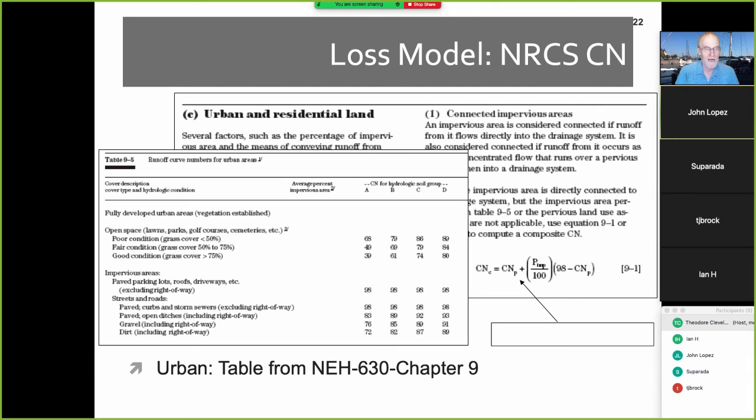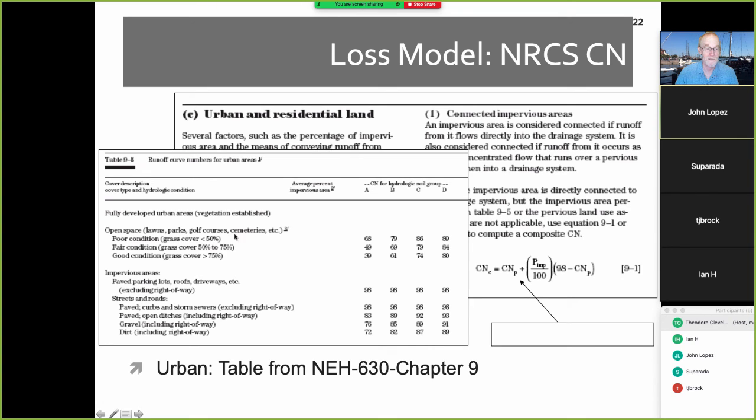As we're moving on, there's also curve numbers for urban areas, and they're not too interesting. If it's a paved area, it doesn't matter what the underlying soil is. The curve number is 98. And then here's some open spaces: lawns, parks, golf courses, cemeteries.